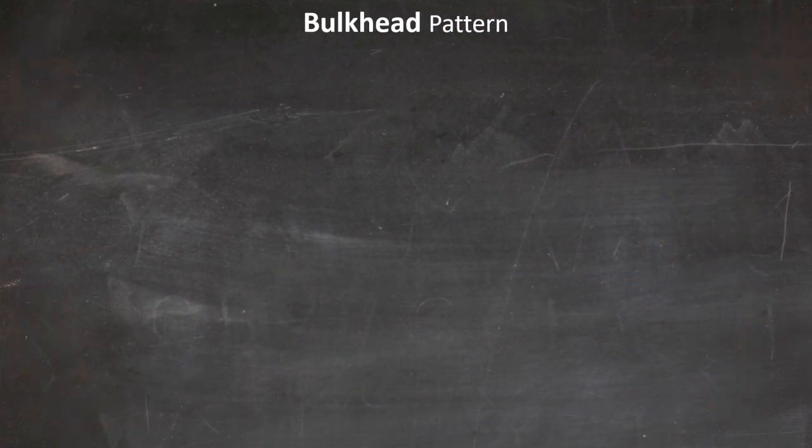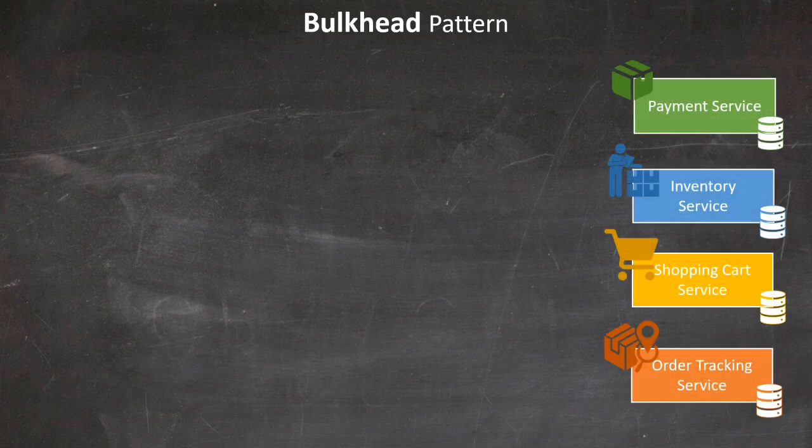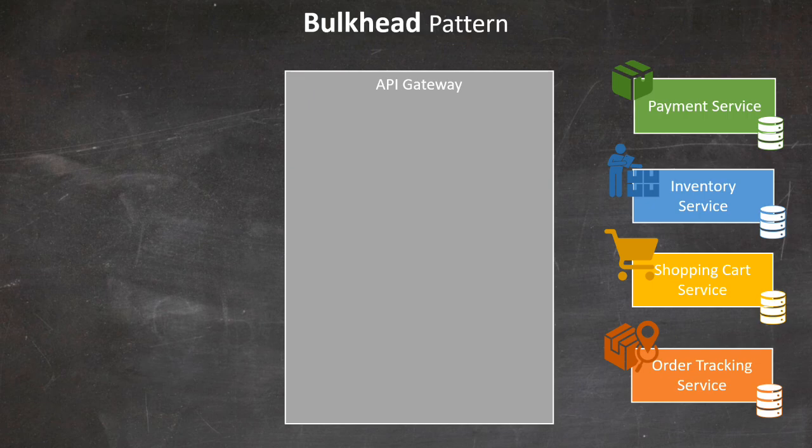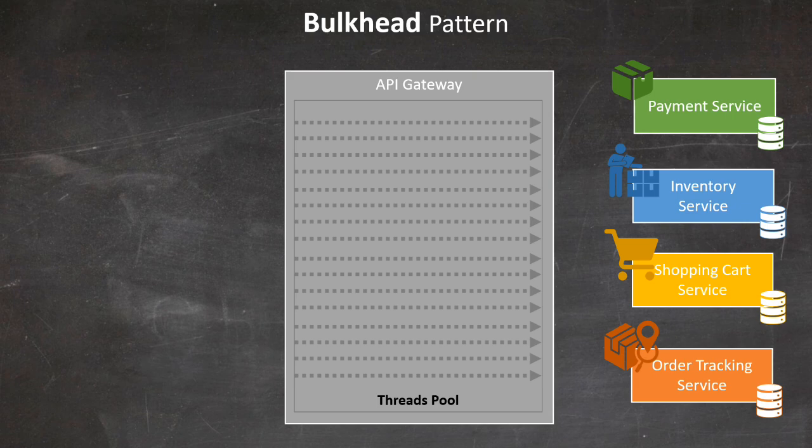Let's explore the bulkhead pattern and the problem it aims to solve. Let's continue with our e-commerce microservices architecture. At the front, we have an API gateway that routes incoming requests to various services. This API gateway has a thread pool to handle user requests. It's important to note that this thread pool physically limits the number of concurrent users our system can manage.